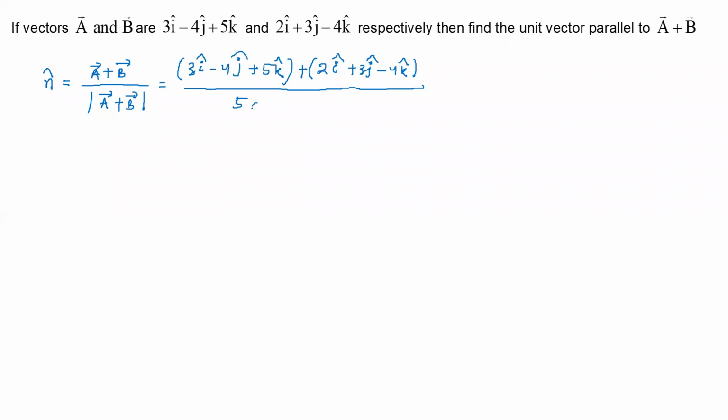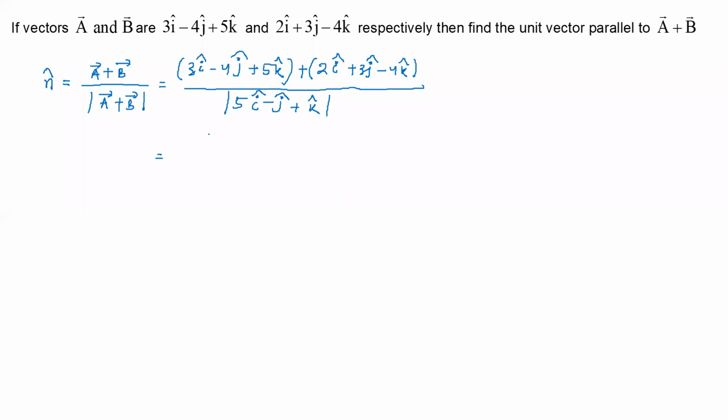Magnitude of this vector: 3 plus 2, how much students? 5 i cap. Minus 4 plus 3, how much will it be? Minus j cap, correct? 5 minus 4, how much? Plus 1 k cap. So it is 5 i cap minus j cap plus k cap. I have to find its magnitude.